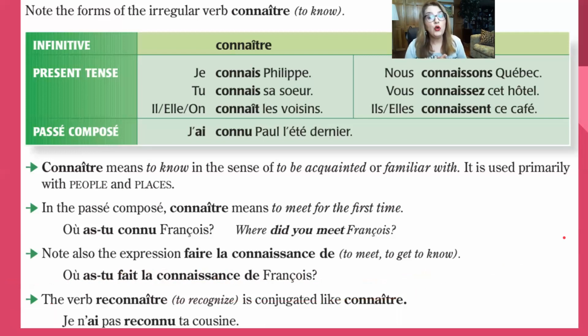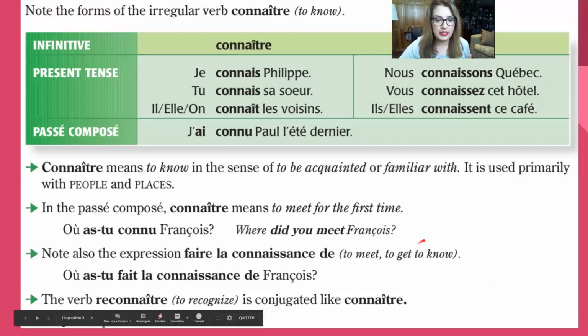The verb reconnaître is conjugated like connaître. So, connaître means to know, to be acquainted with, to be familiar with, or to have met someone for the first time. But reconnaître means to recognize. Je n'ai pas reconnu ta cousine. I did not recognize your cousin.